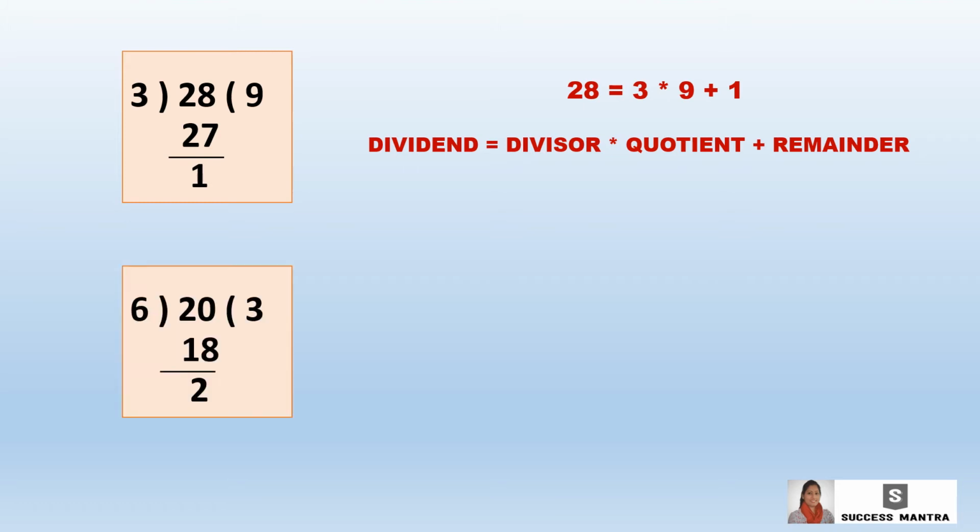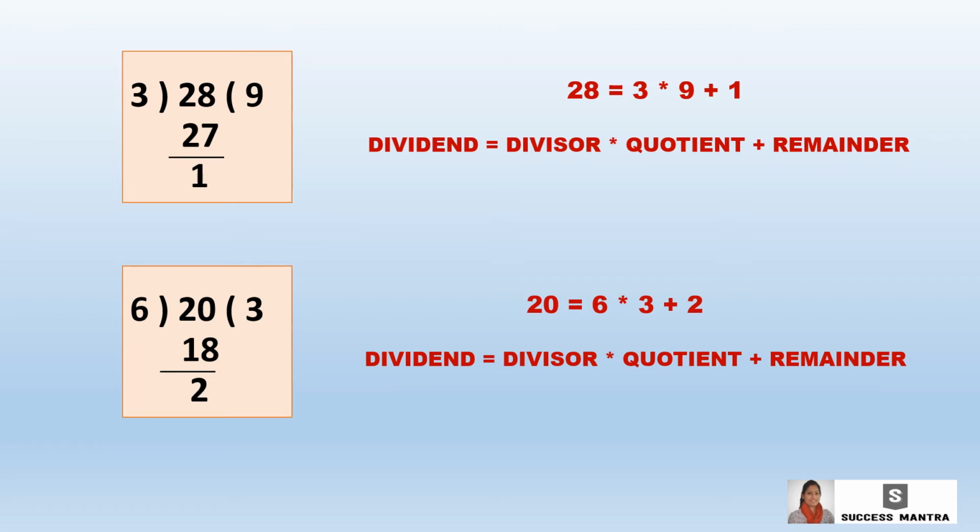Let us see one more case, that is 20 divided by 6. We will get 3 as the quotient and 2 as the remainder. Here also we apply the same rule, that is dividend is equal to divisor into quotient plus remainder. So dividend 20 is equal to divisor 6 multiplied by quotient 3 plus remainder 2. So 6 into 3 is 18, 18 plus 2 is 20. So in both cases this rule, that is dividend is equal to divisor into quotient plus remainder, comes true.